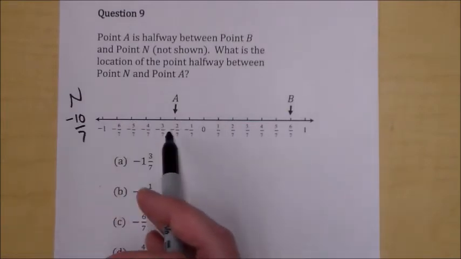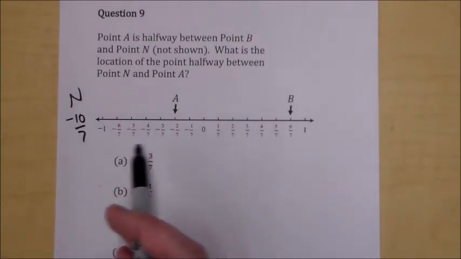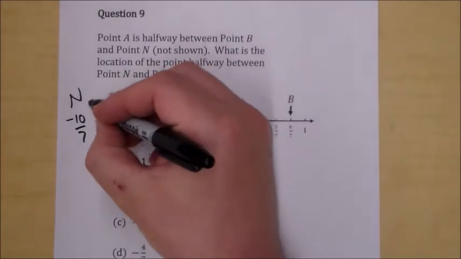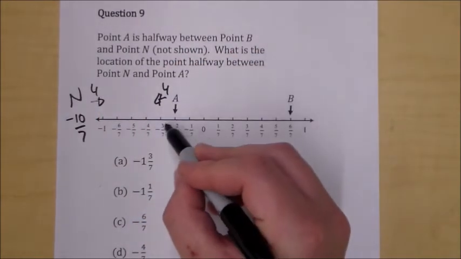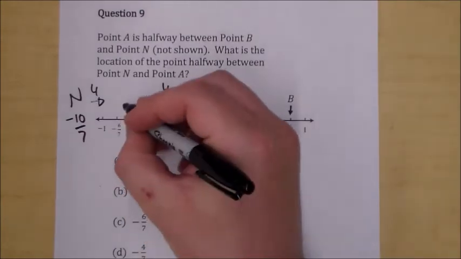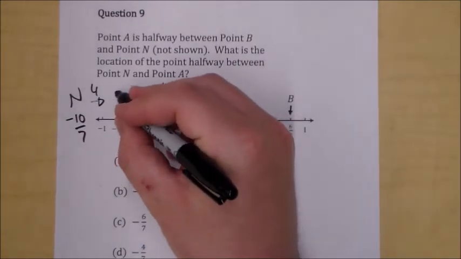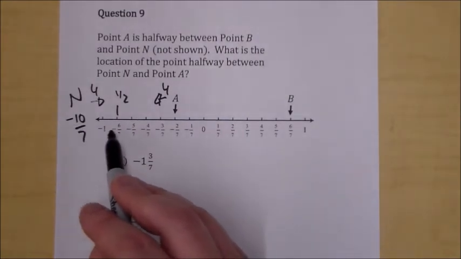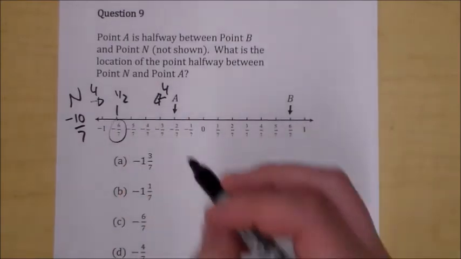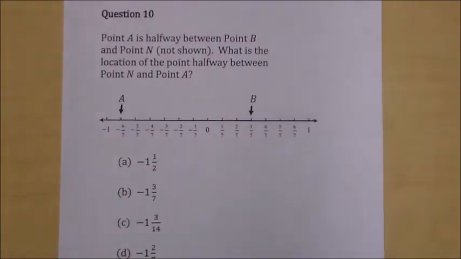What is the location of the point halfway between point N and point A? So negative 10 to negative 2, well, that's 8 spaces, so we want to go 4 in each direction, right? 4 in each direction will get me to half. So 1, 2, 3, 4. That makes sense, right? Because negative 10 plus 4 is negative 6, so good. Negative 6/7.